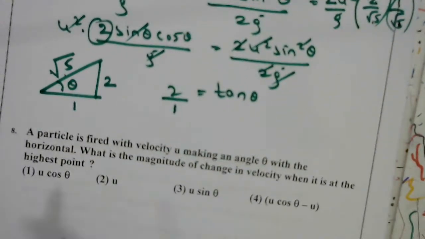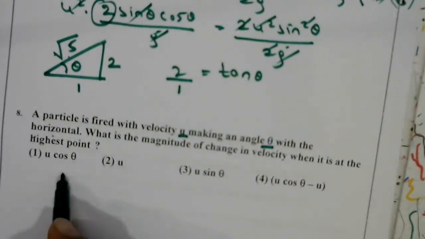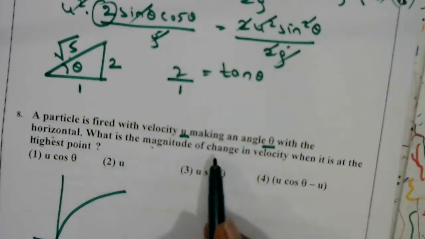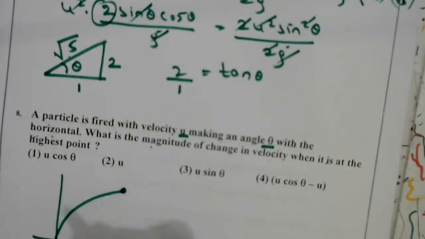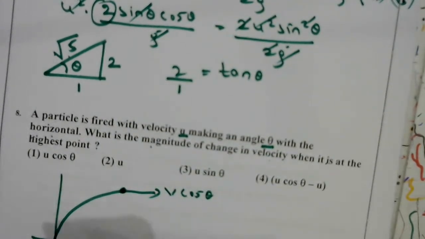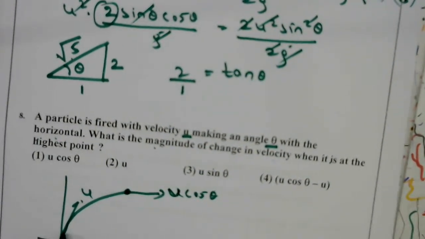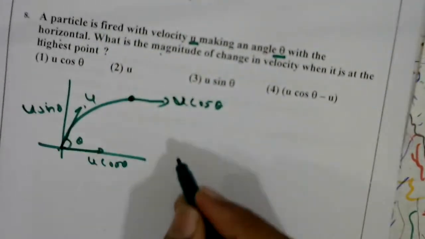Next one. A particle is fired with velocity u making angle theta with the horizontal like this. It is projected. What is the magnitude of the change in velocity at the highest point, from here to here? At the highest point, only horizontal velocity will be there. Here, this is u. The horizontal component is u cos theta, the vertical component is u sin theta.